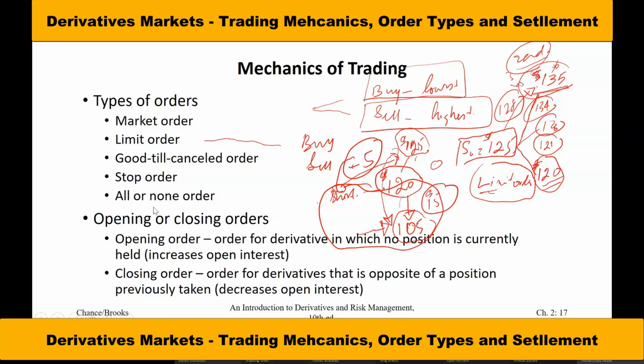Is it clear? Then the all or none order. The all or none order is an order type where you have a large order, for example, you want to sell 500,000 shares of Apple. This is a huge order.